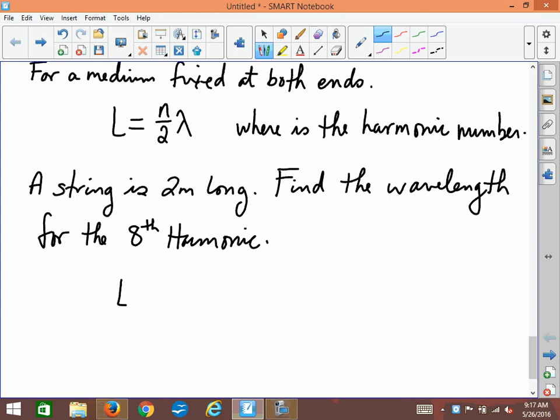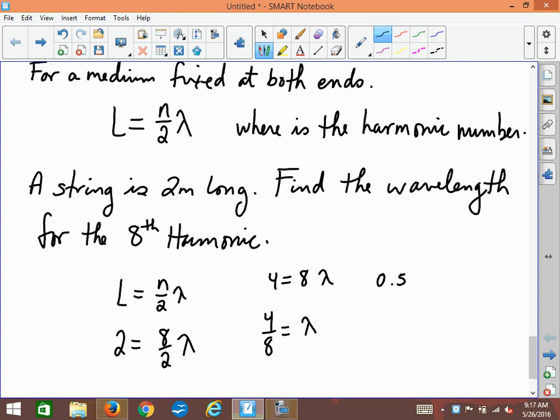So length would equal n over 2 lambda. If the length of the string is 2 meters long and we want the 8th harmonic, we plug it in like this. And you can see we multiply both sides by 2, so 4 equals 8 lambda. And then if we divide both sides by 8, we would get that lambda is 4 over 8, or 0.5 meters. Is the wavelength.